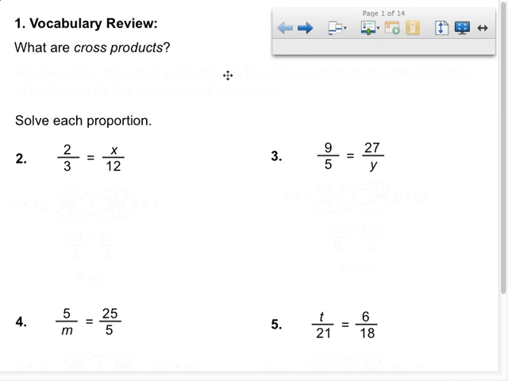How do you find the cross product? How about that? Maybe that's better. Jonathan. Multiply the numerator and the denominator of the numbers. Nice. Okay, that's much closer.